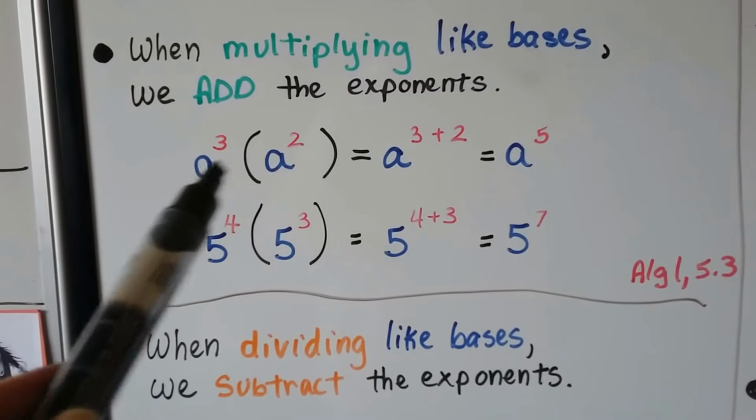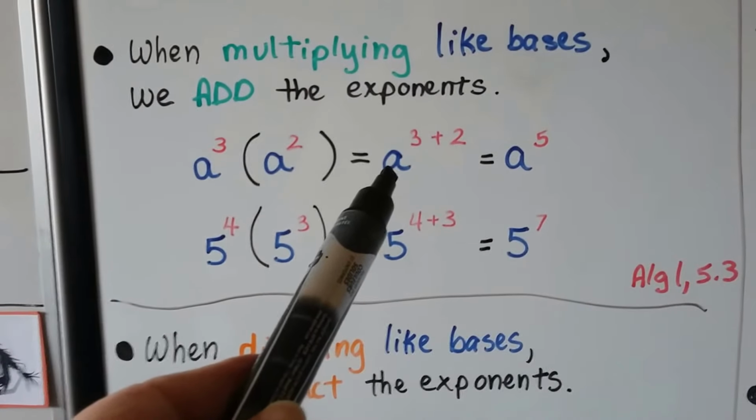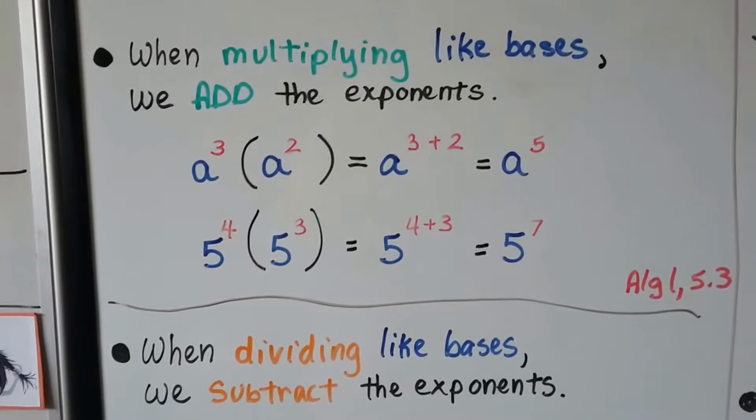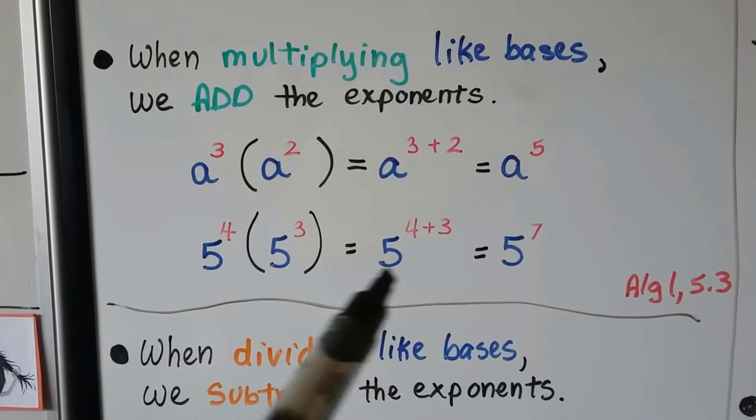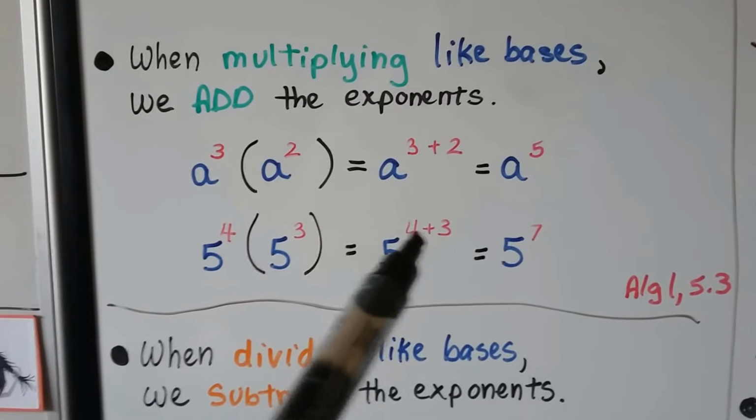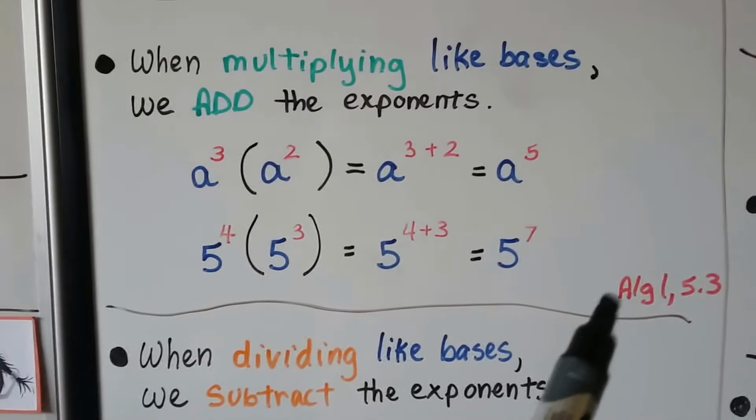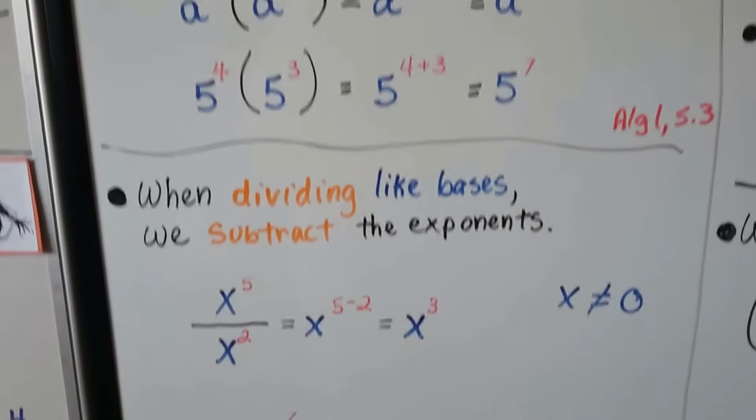A to the third power times A to the second power. We keep the base. It just slides over. We have A, and we do the 3 plus 2 to get A to the fifth power. Same thing, if it's 5 to the fourth power times 5 to the third power, we get 5 for our base, and it's to the 7th power. I talked about this in Chapter 5, all right? I really want you to watch Chapter 5 in my Algebra I playlist.